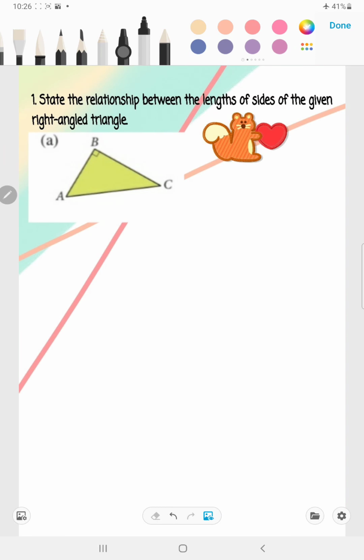Hi, in this video, I'm going to discuss how to determine the relationship between the lengths of the sides of a right angle triangle. First, we have to know the formula for the Pythagoras Theorem, which is a square plus b square is equal to c square. This is a square, this is b, and this is c.